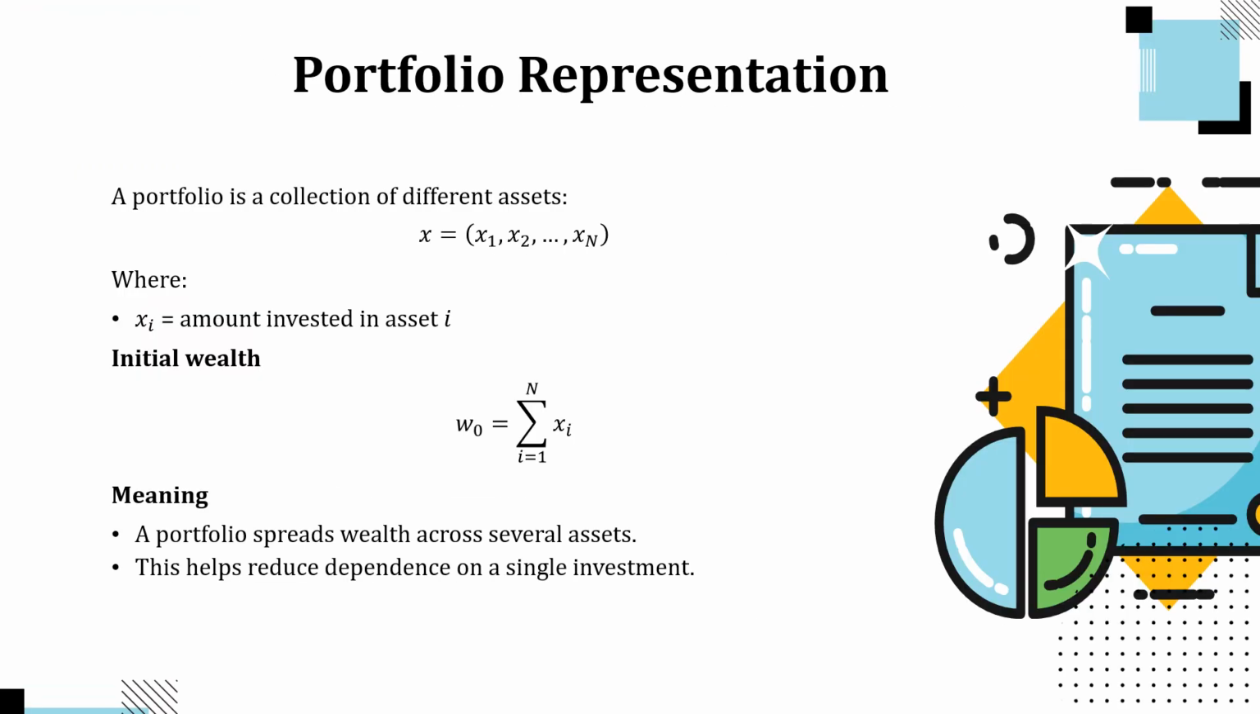In the next slide, we see portfolio representation. A portfolio is a collection of different assets. Instead of investing all money in a single asset, investors distribute their wealth across multiple assets. The total amount invested is called initial wealth. Portfolio representation allows us to analyze investment decisions in a structured and mathematical way.